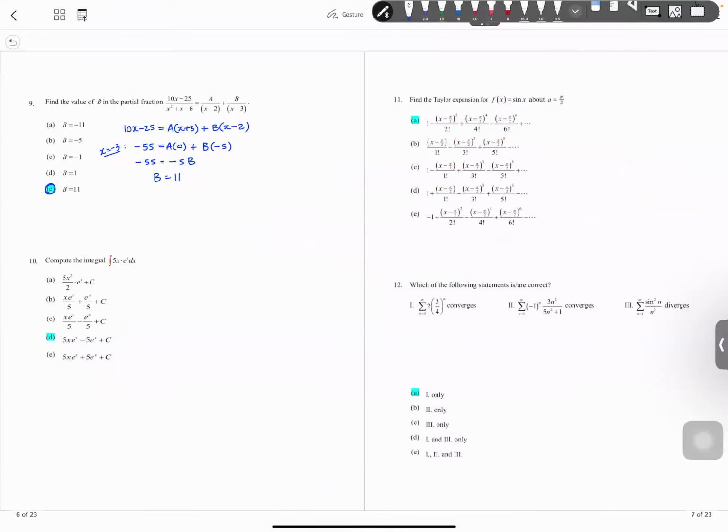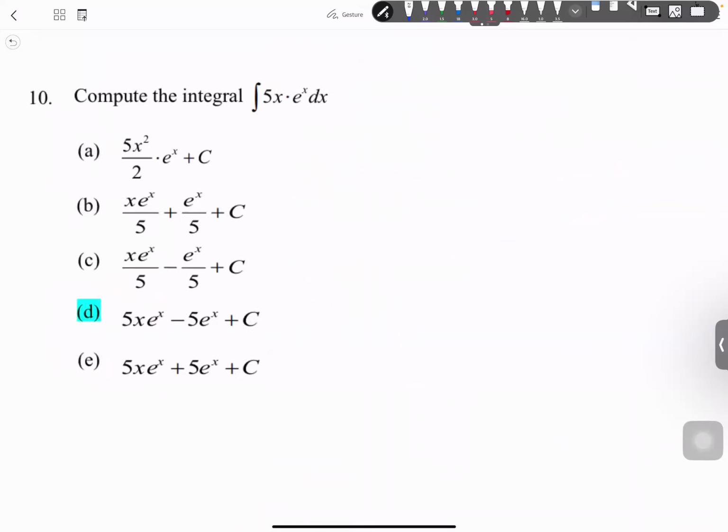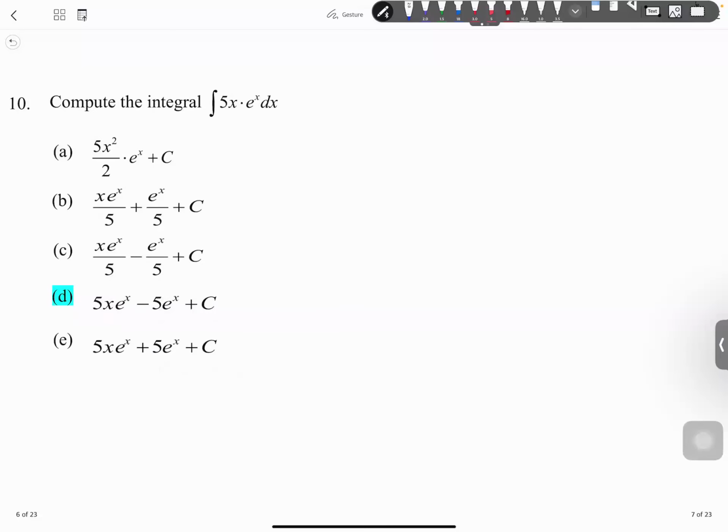All right, number 10 wants us to compute the integral of 5x times e to the x dx. So here's a case where this is a clean product between two different families of functions, right? We have an algebraic term, 5x, times an exponential term, e to the x. Anytime you have a product, this is not composite. This is a product between two different families of functions. We are going to use integration by parts, right? So we need to pick a u and a dv.